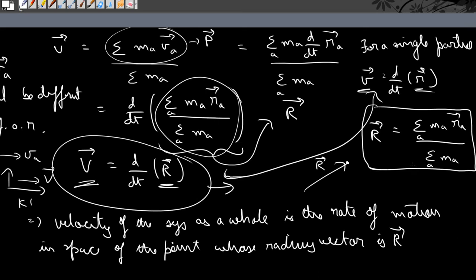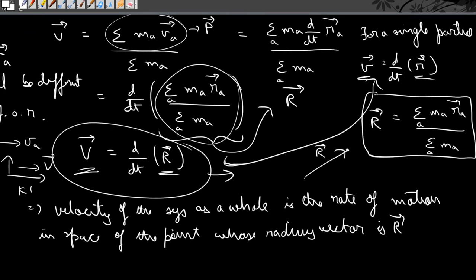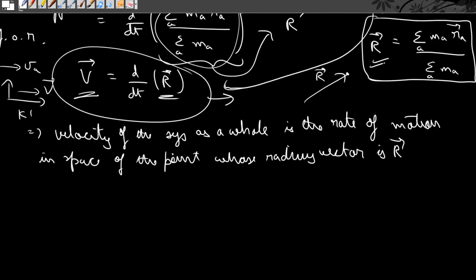Okay, and this point whose position is given by this vector R is called the center of mass.